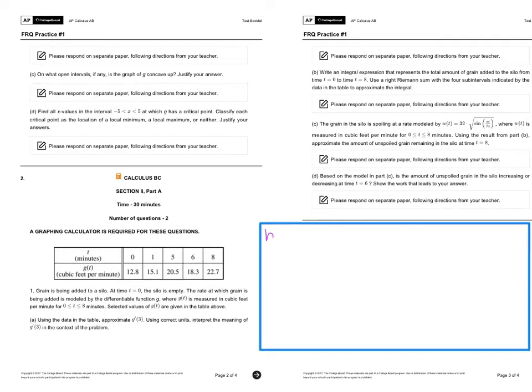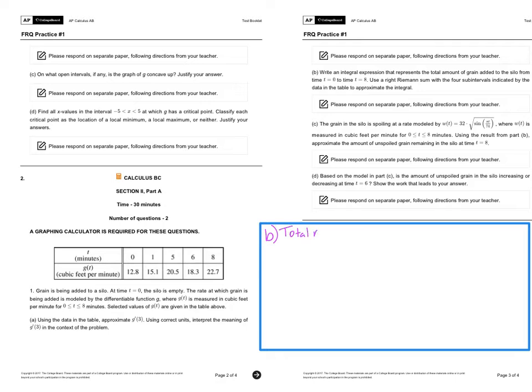Letter B. Write an integral expression that represents the total amount of grain added to the silo from t equals 0 to 8, and then use a right-Riemann sum to approximate that. So again, stop at the period and do what they say. And I like to label my stuff.